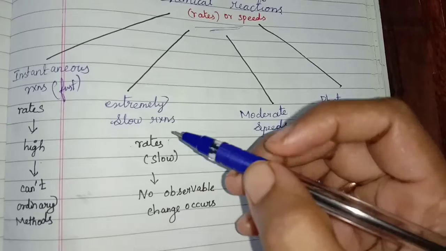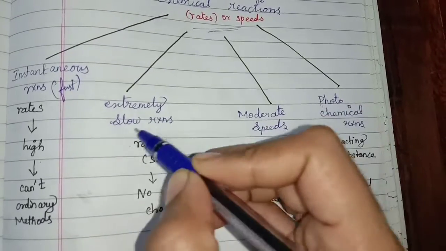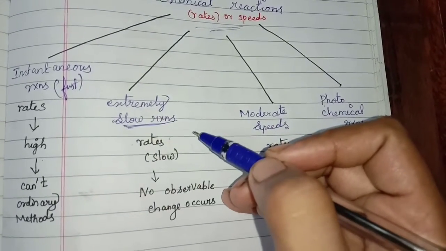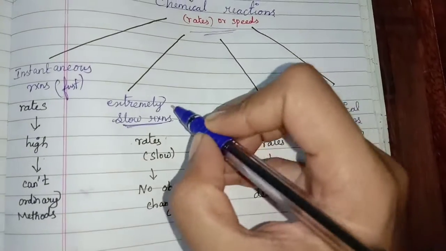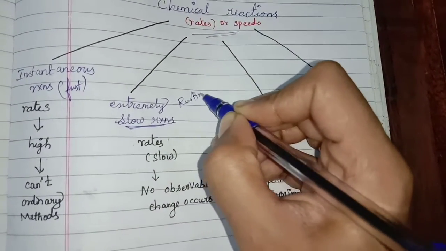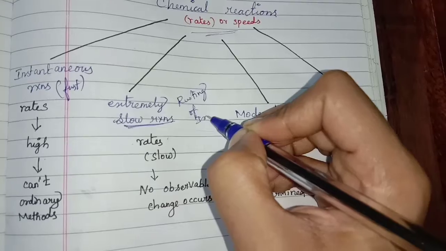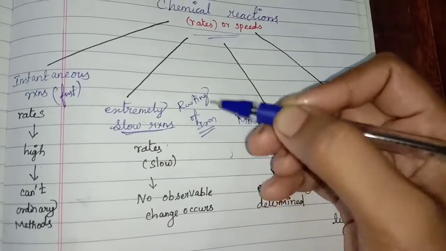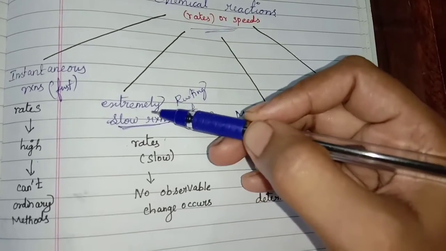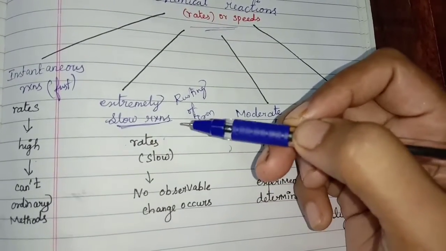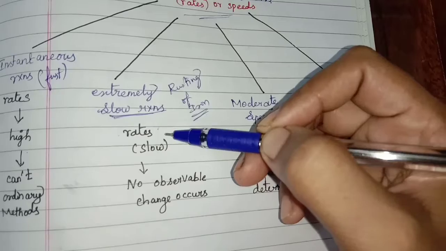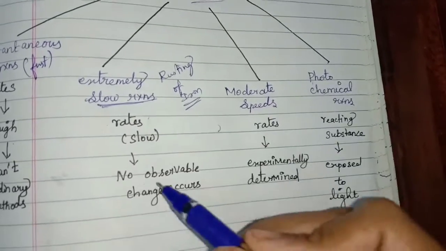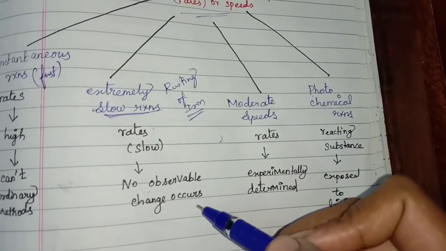The second reaction is extremely slow reaction. Extremely slow means it will occur very slowly. For example, rusting of iron takes some months to corrode. So these extremely slow reactions occur very slowly, so the rate of the reaction is also very slow. So no observable change will occur.